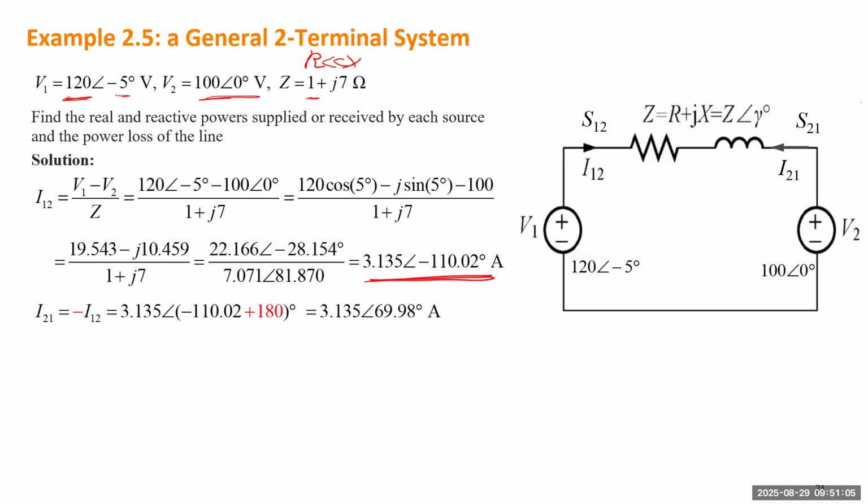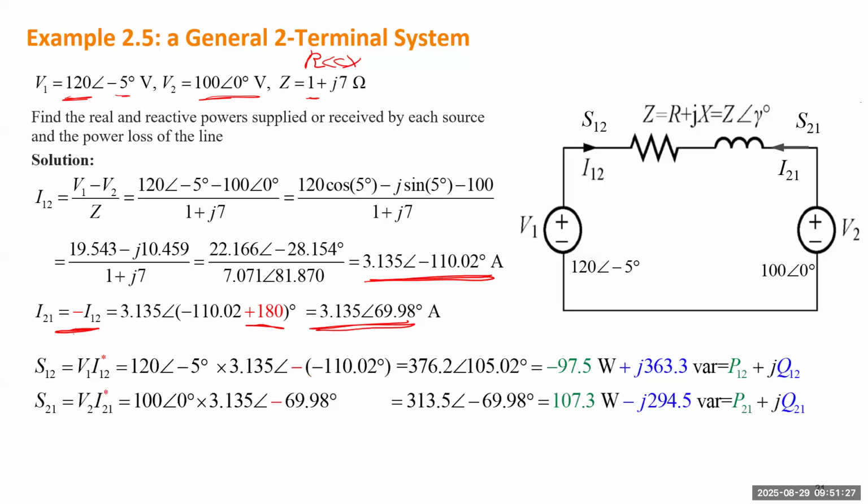And for I21, which is simply the opposite of I12, it will be this angle. So basically it has the same absolute value, and the angle, you add 180 degrees to the angle. So they are just opposite to each other in the complex plane. Then calculate S12 and S21. You just use the formula from the previous slide, and then you can get two complex numbers.